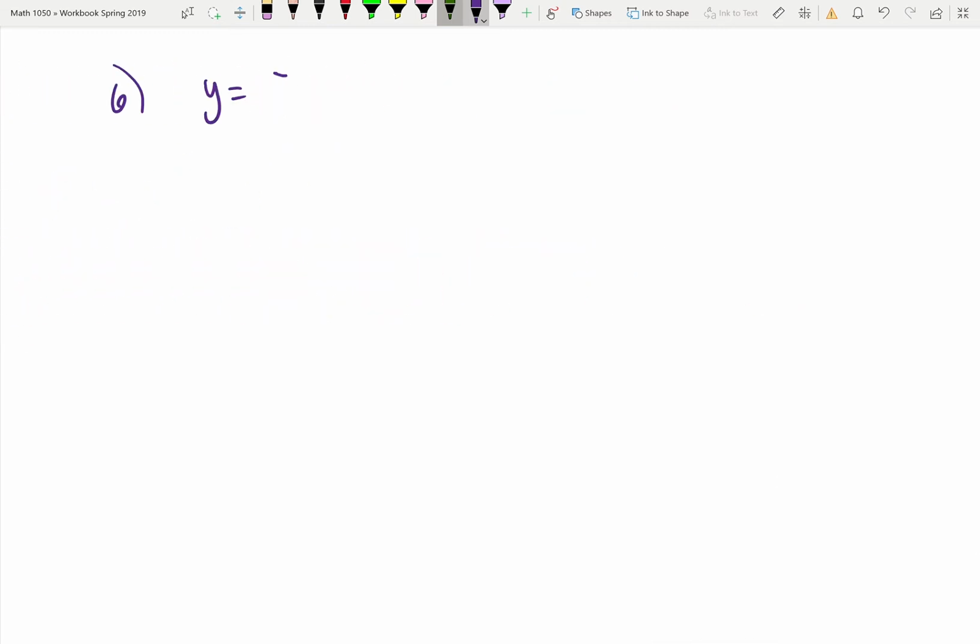y equals 3 to the x plus 2. Find the intercepts and the range. Well, you have to graph it. This was on a test or quiz. Many people missed it, and the reason they missed it is because they did not graph it.